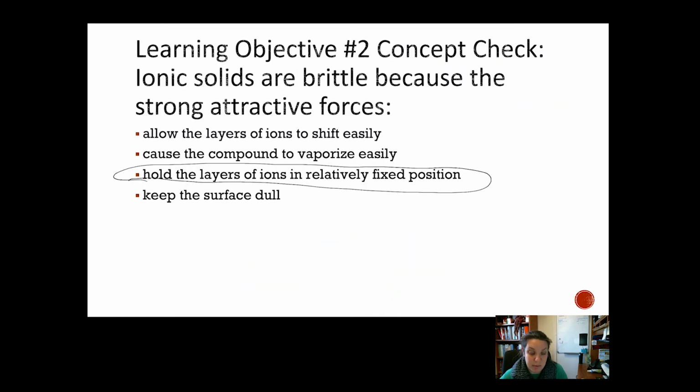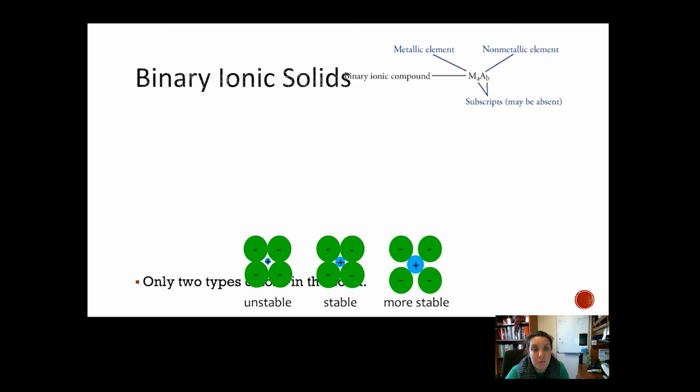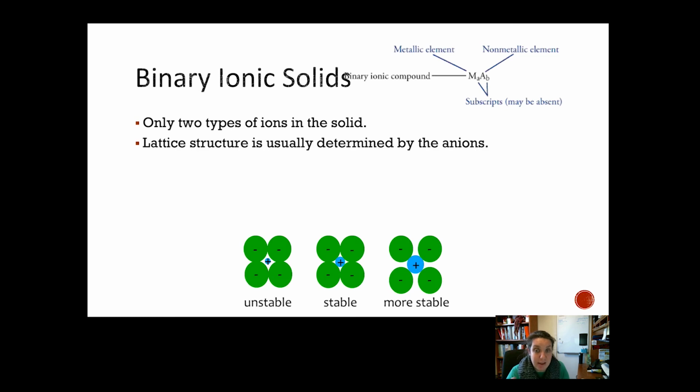In this class, we're going to be looking at binary ionic solids. We've looked at ionic compounds that have polyatomics, but we're not going to look at that for this particular chapter. So we only have 2 ions within our solid. Our lattice structure is determined by the anions, and the cations themselves will fit in the interstitial holes.